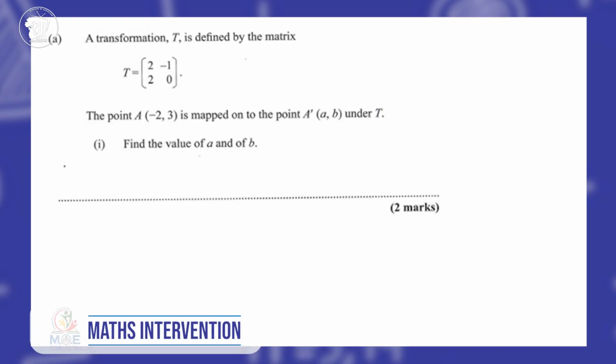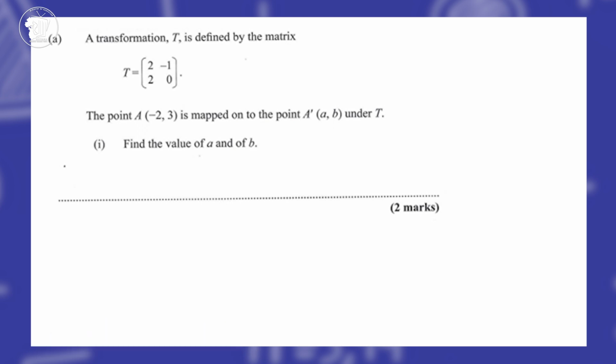In this video we'll be looking at a matrix question, so let's head straight into it. The question says, a transformation T is defined by the matrix T = [2, -1; 2, 0]. The point A(-2, 3) is mapped onto the point A prime (a, b) under T. They want us to find the value of a and of b.